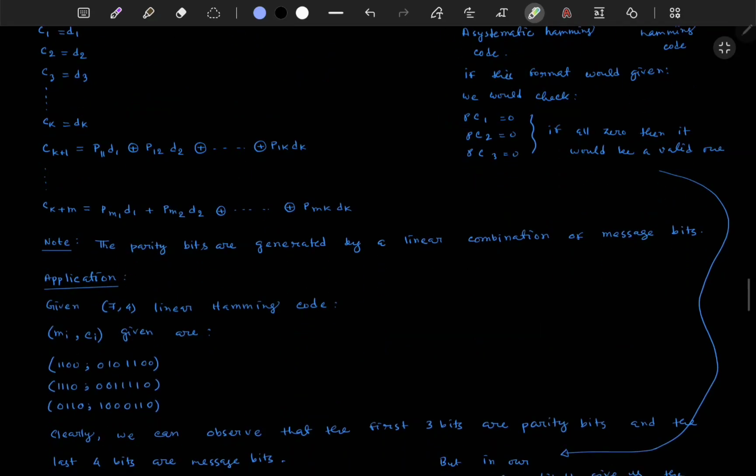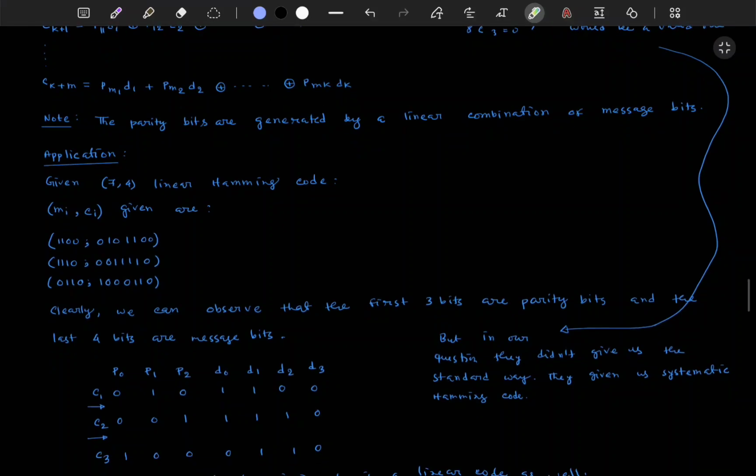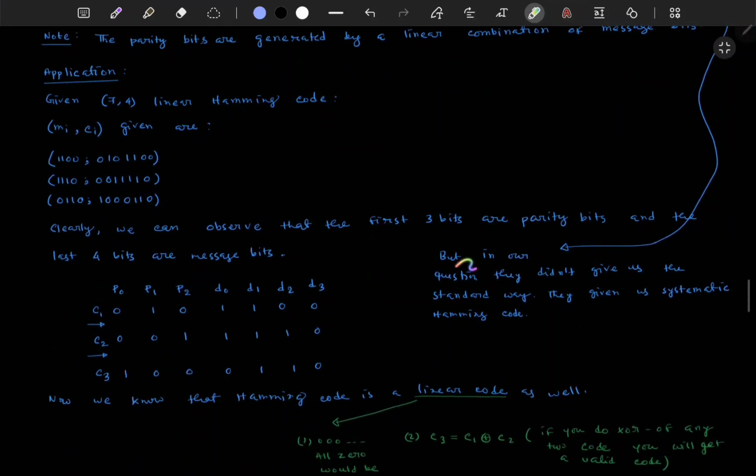But in our question, they did not give us the standard format. They give us a systematic Hamming code, that is in this format: first there are the message bits, then the parity bits.